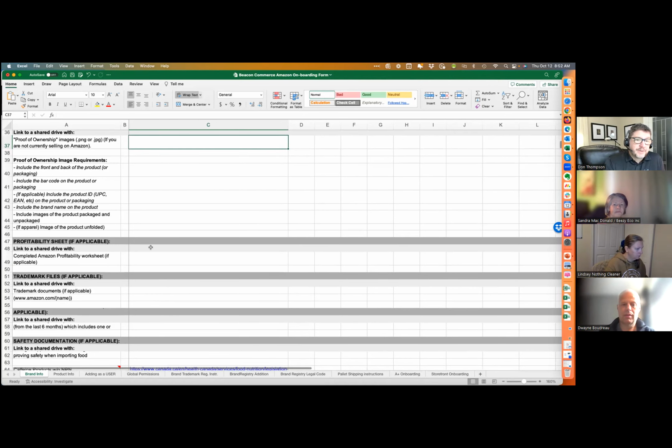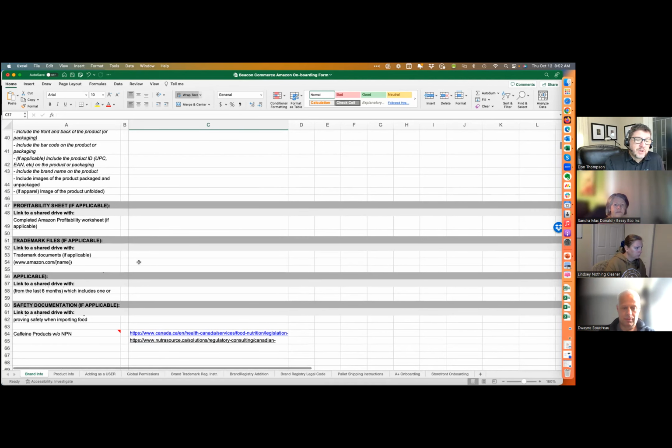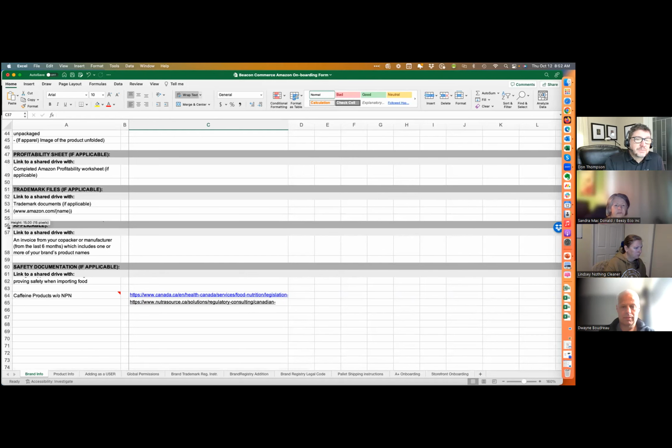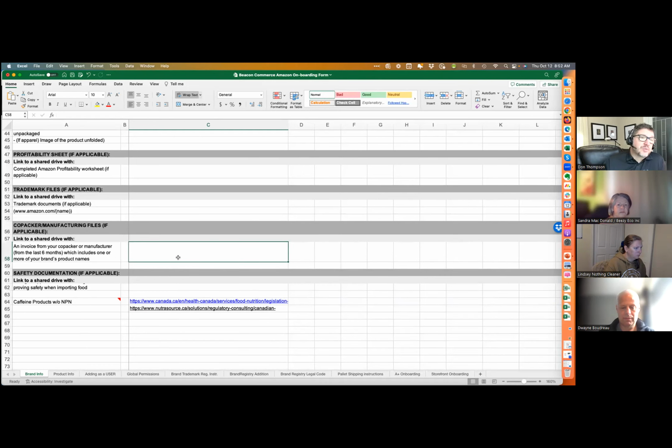Profitability. Okay, making sure we know what that profitability looks like. Trademark files. Invoicing. Okay, so if you make your product at a co-packer, if you're going to register your product, then you have to have invoices to show that you actually buy a reasonable quantity of this stuff. Okay, you can black out the cost and all that stuff. Amazon doesn't need to know that. They just need to know that you buy more than a bag of Oreos at Walmart.